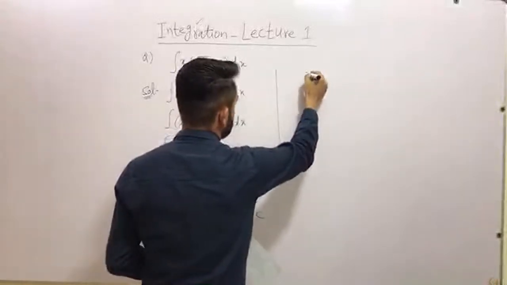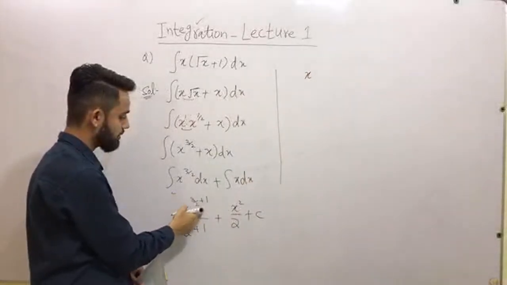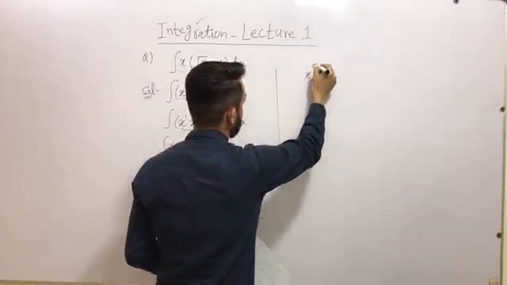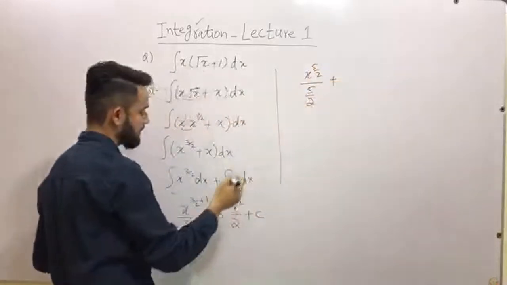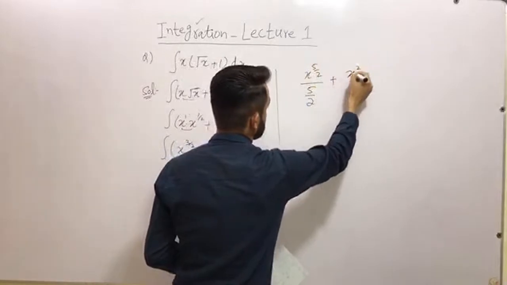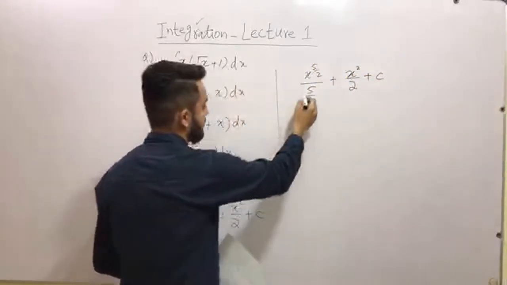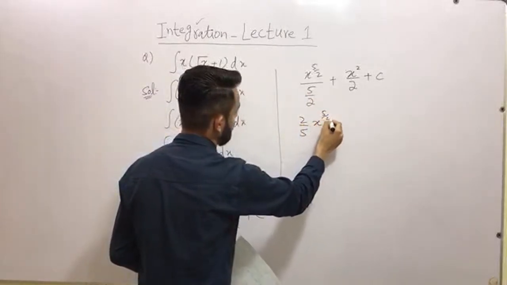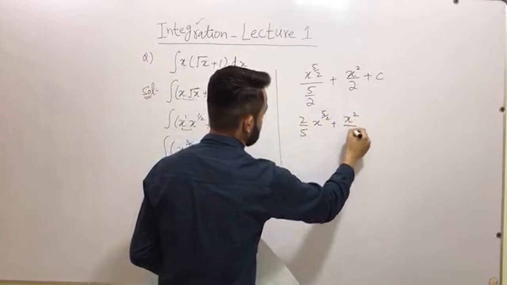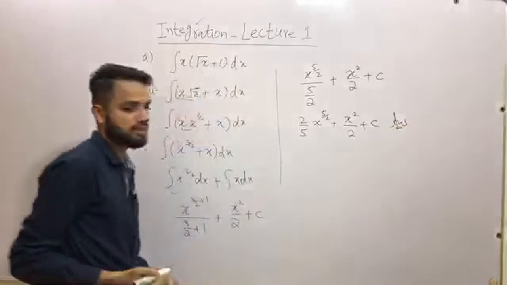Now we can simplify it. It's going to be 3 over 2 plus 1, which is 5 over 2, over 5 over 2, plus x square over 2 plus c. So we can write this as 2 over 5 into x power 5 over 2 plus x square over 2 plus c. This is the answer.